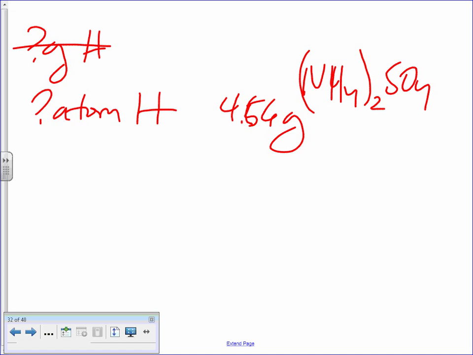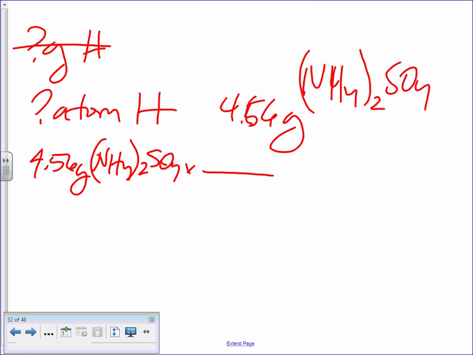Starting with 4.56 grams, the only number we have, right? Starting with this many grams of ammonium sulfate. Can't do anything with grams. What do you do? You have to go to moles, right? Convert to moles. Go with moles on top of ammonium sulfate. What goes on bottom?